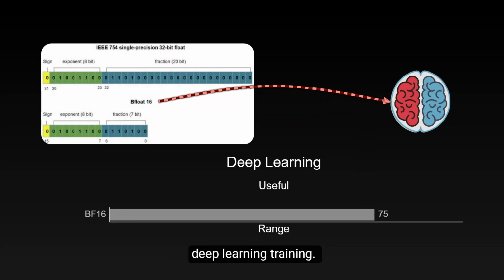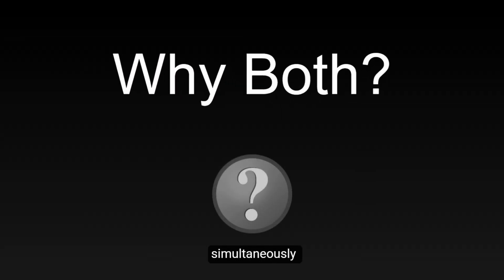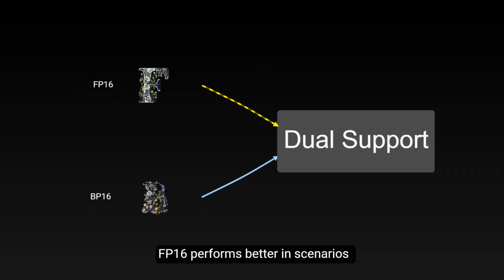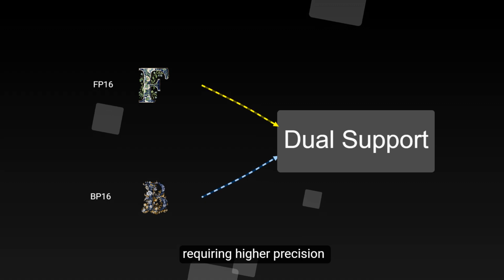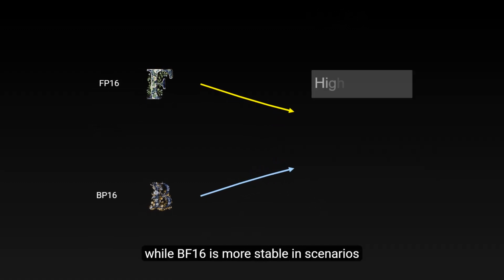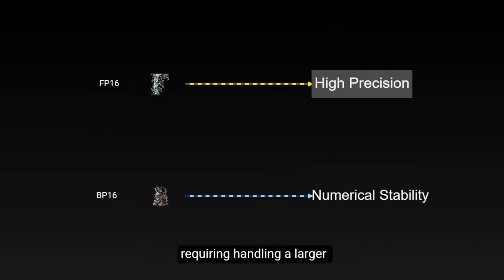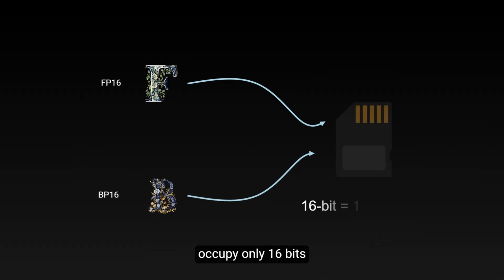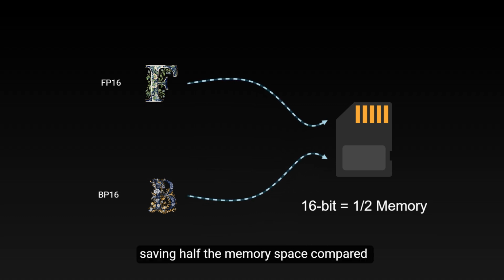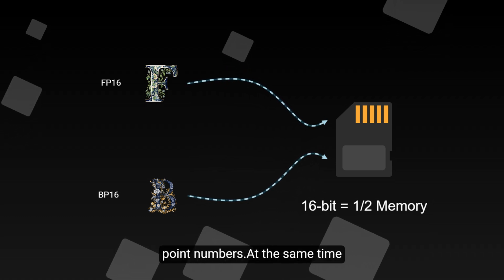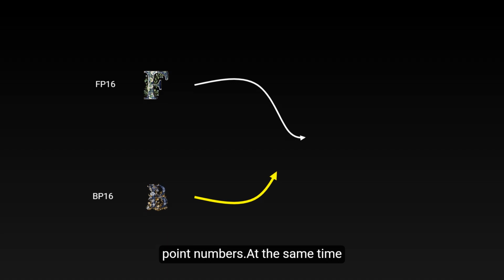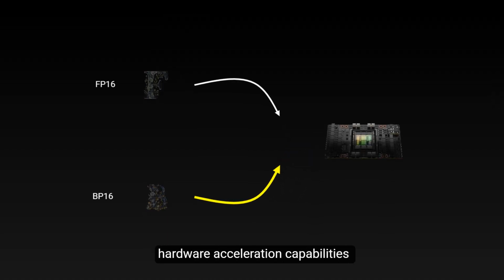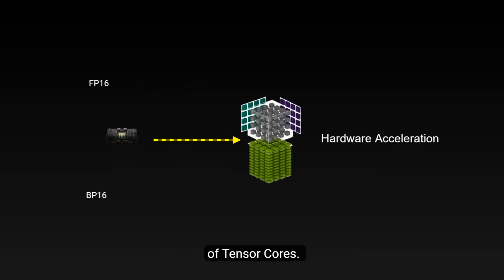learning training. Why choose to support both formats simultaneously? This is because each has its own advantages. FP16 performs better in scenarios requiring higher precision, while BF16 is more stable in scenarios requiring handling a larger range of values. Both formats occupy only 16 bits, saving half the memory space compared to 32-bit floating point numbers at the same time. On Hopper architecture GPUs, both formats can fully utilize the hardware acceleration capabilities of tensor cores.